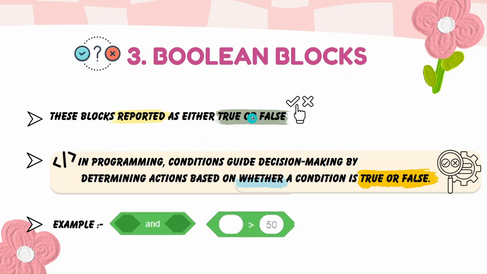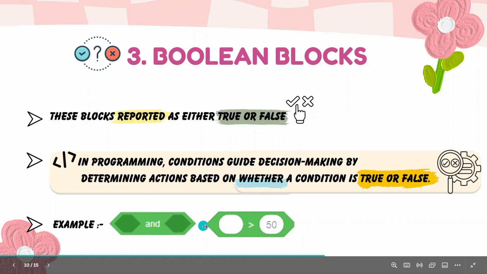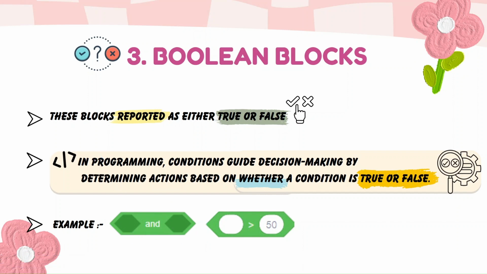So these blocks report as either true or false. When we have to check a condition, we use Boolean blocks. Examples you can see are of this shape and green color. I hope you can easily recognize them when we see them in our Scratch editor.